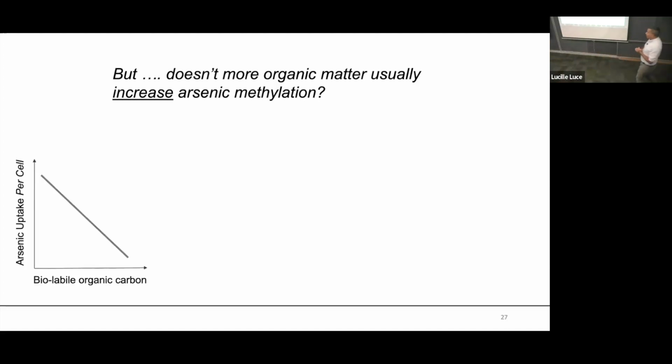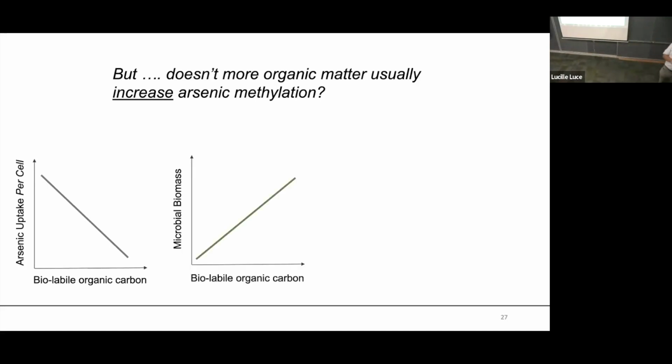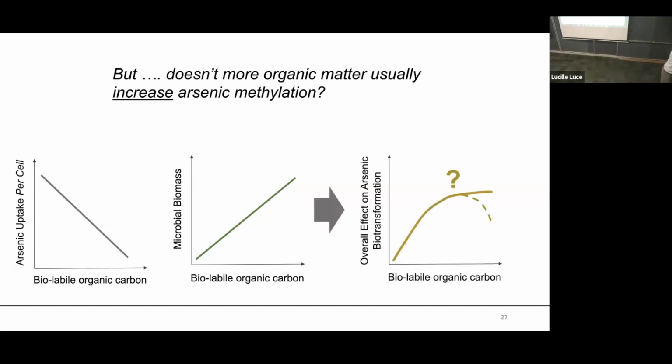And so the point I want to make, to put this into context, is that our message is that arsenic uptake per cell, we would expect to decrease as biolabile organic carbon increases, if our hypothesis is correct. But we also know that if we have more biolabile organic carbon, we'll also have more microbial biomass. So we have these two factors acting in contrary directions. So what is the net result?